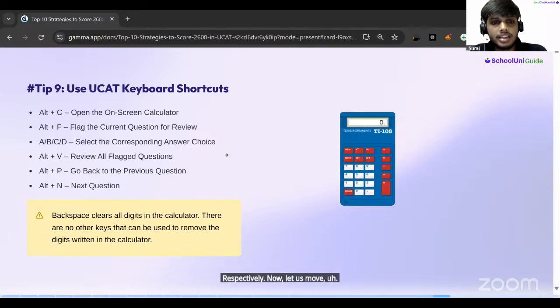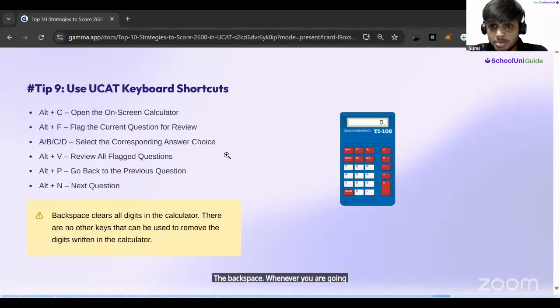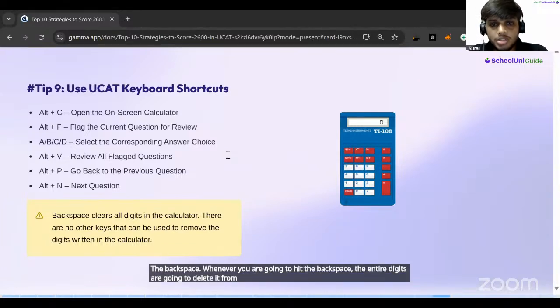Also, there is a very important point that you need to be aware of, which is the backspace. Whenever you hit the backspace, the entire digits are going to be deleted from here. So make sure you are using it only when it is necessary. Otherwise, whatever calculation you have done, you might be missing out on that.